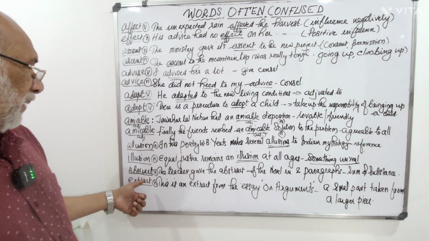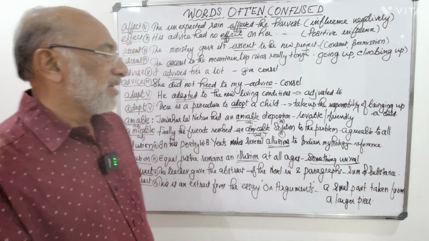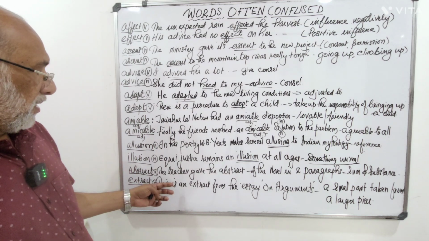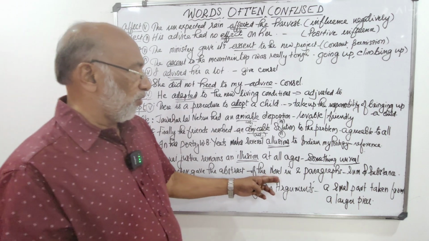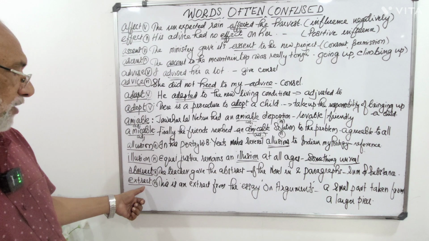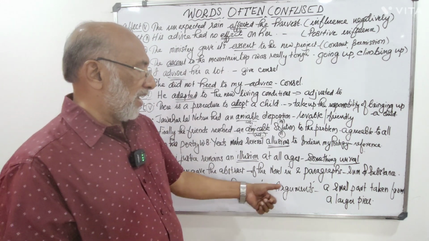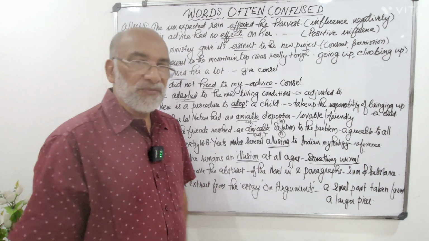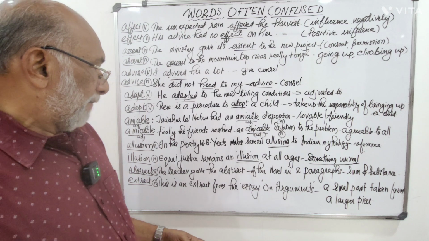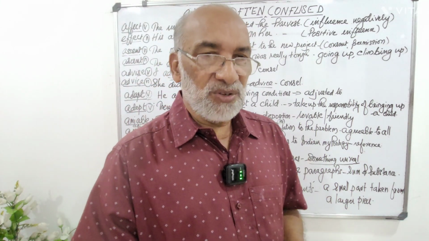Let's come to the last pair. The teacher gave the abstract of the novel in two paragraphs, sum and substance, that is abstract. Extract means: this is an extract from the essay On Arguments. On Arguments is a famous essay written by A.G. Gardiner. There he says that arguments are always good.